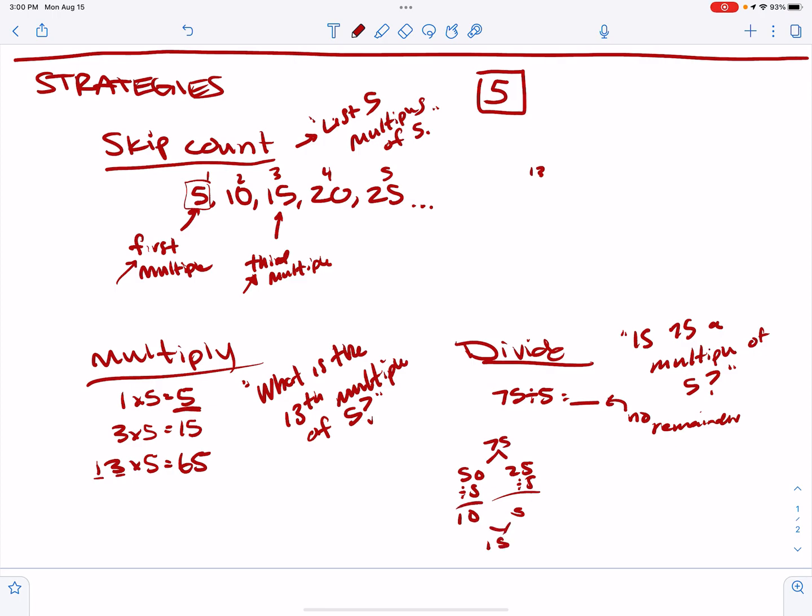So 75 divided by 5 is 15. So you know what? Yes, 75 is a multiple of 5. In fact, it is the 15th multiple of 5. Boom.